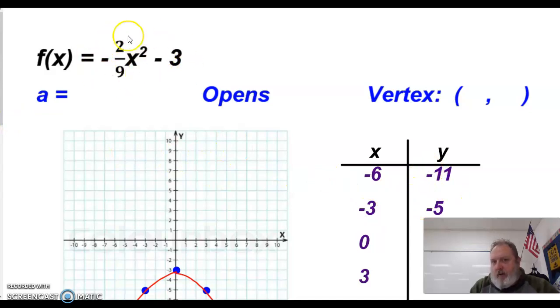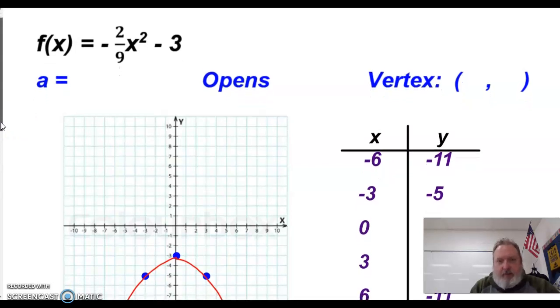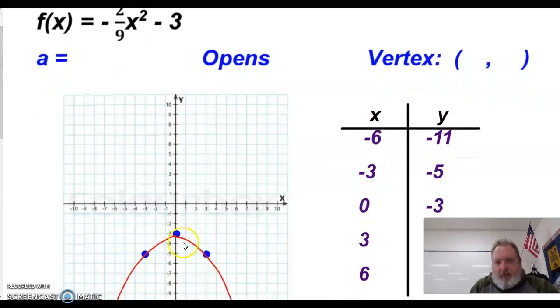So if you were to plug this into your calculator and look at -3 and 3 and -6 and 6, you can see you get clean integers here on your graph. So that's why I picked those points. You could use other points if you'd like, but again, I just picked them to get clean integers. So we have our vertex here at (0, -3). Plugged in -3, -5. +3 also gives you -5.